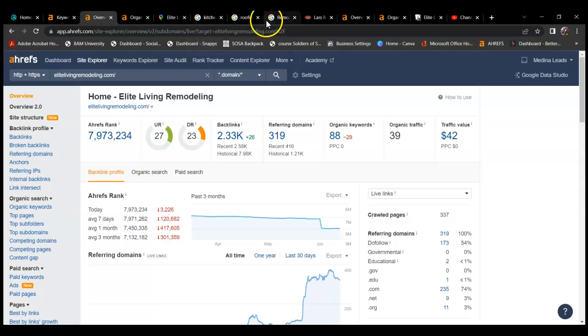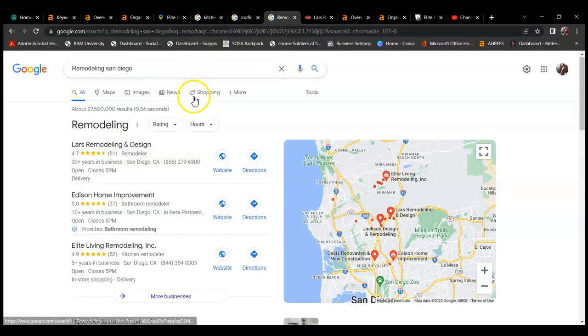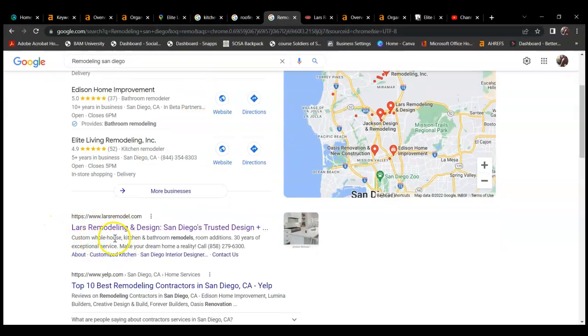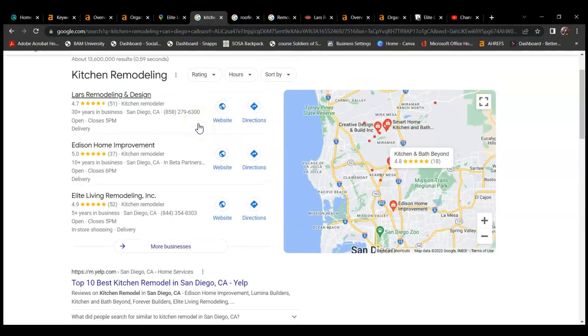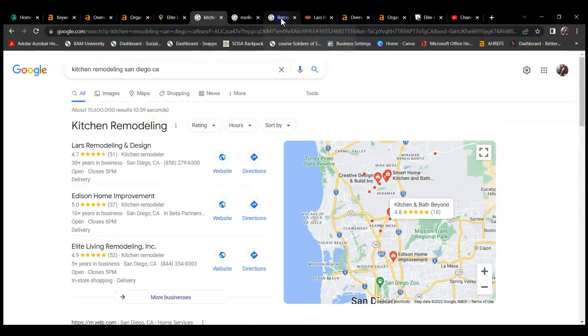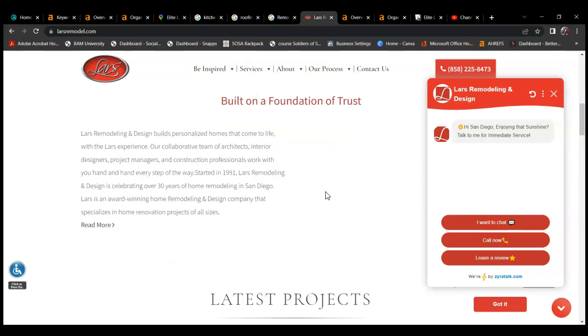All right, now I chose these guys, Lars Remodeling and Design, because they are in this Google Map Pack here, and they're ranking organically here. So I figured that they'd have to have some pretty good numbers. They're also here for this other keyword. I used two different keywords, and they're in that Google Map Pack. They're all over the place, and I think they are your number one competitors. So here is their website.